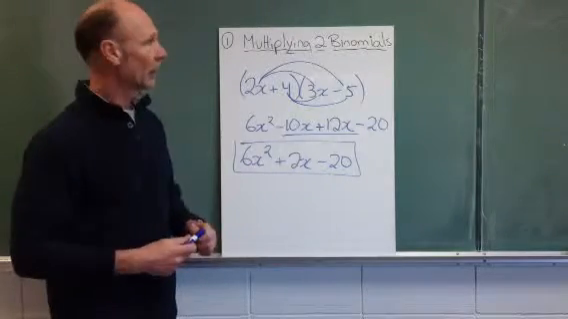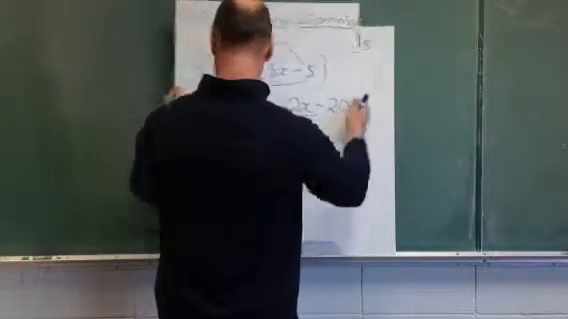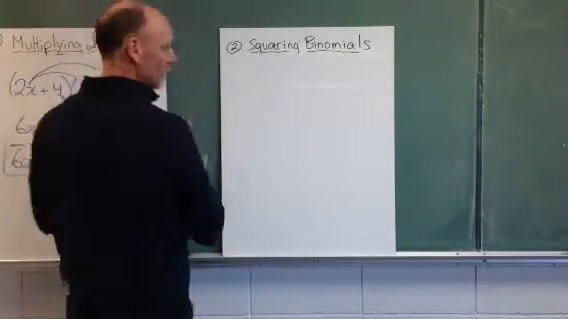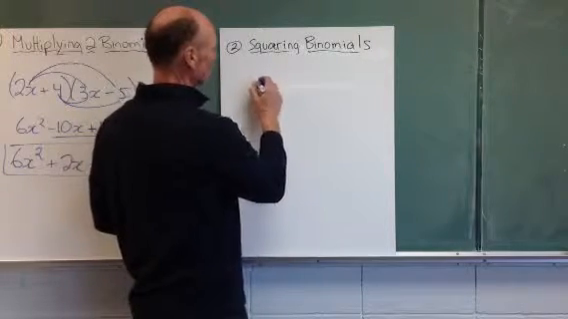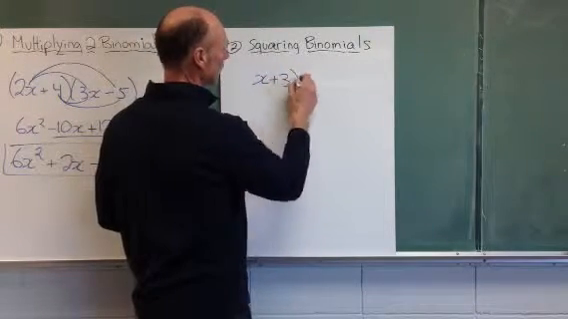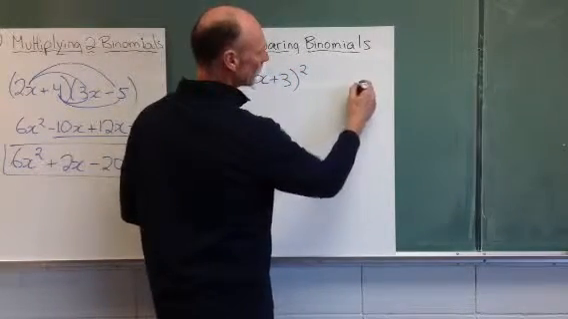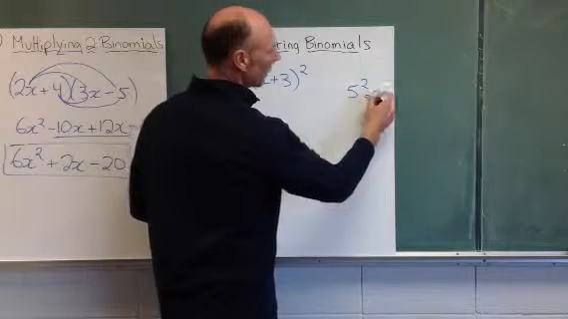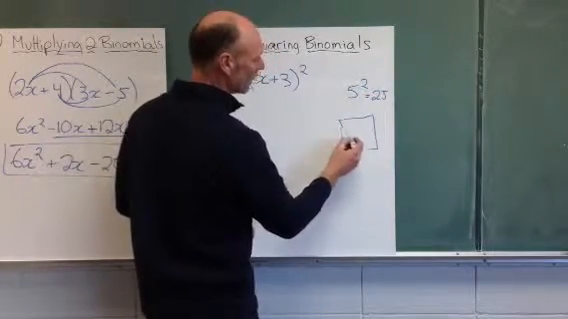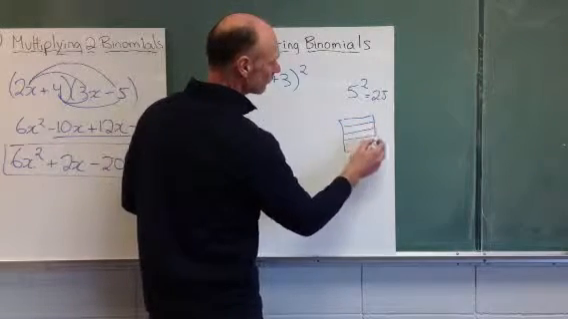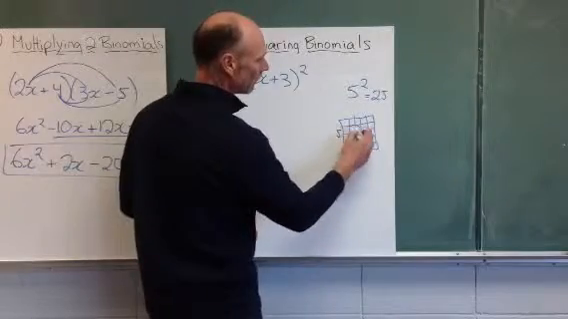Okay, now we're going to go on to squaring a binomial. Squaring a binomial will look something like this. A binomial, here's a nice simple one, squared. And just like we have things like 5 squared equals 25, we can draw a picture of that. It would be 5 by 5. There's my 5 by 5, and my area is 25.